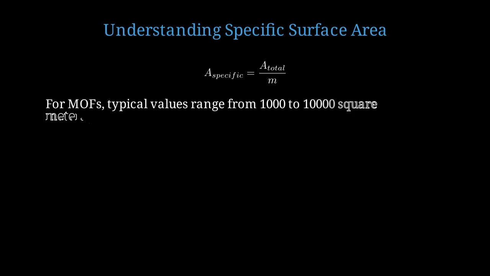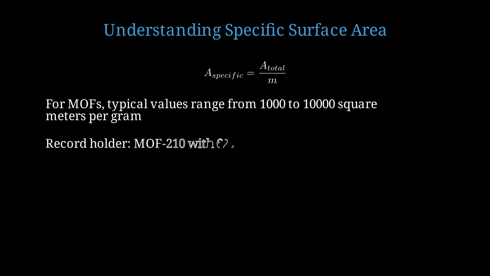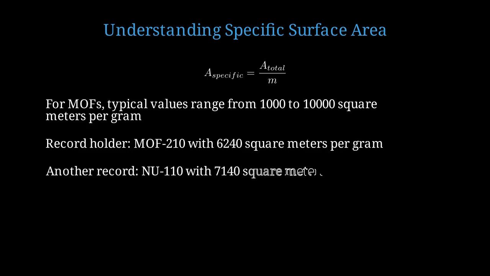For MOFs, typical values range from 1,000 to 10,000 square meters per gram. Some exceptional MOFs exceed this range. One of the record holders is MOF 210, with a specific surface area of 6,240 square meters per gram. Another impressive example is NU 110, with 7,140 square meters per gram, literally matching a football field.